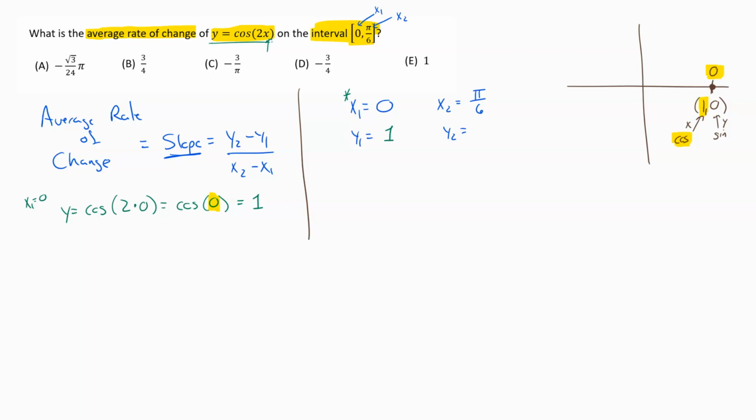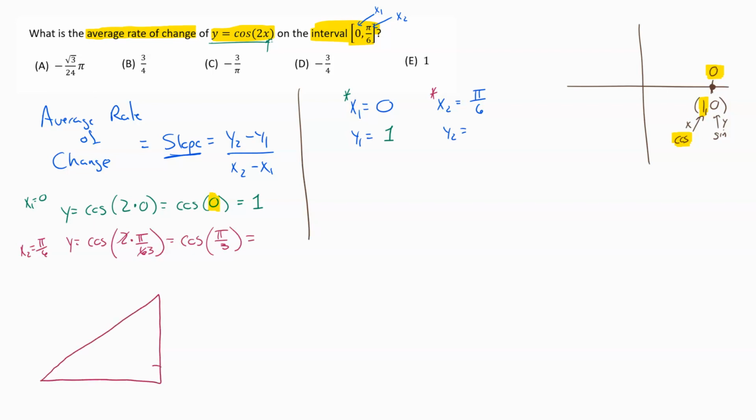Now we're going to play the exact same game here, just using our x2 value of pi over 6. So x2 is pi over 6, so plugging in pi over 6 to our formula, we get the cosine of 2 times pi over 6. Cleaning that up, canceling that 2 and that 6, we're really being asked to find what is the cosine of pi over 3. Again, you got to know your unit circle, you got to know your special triangles here.